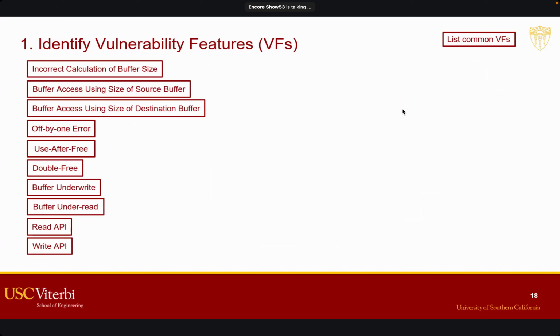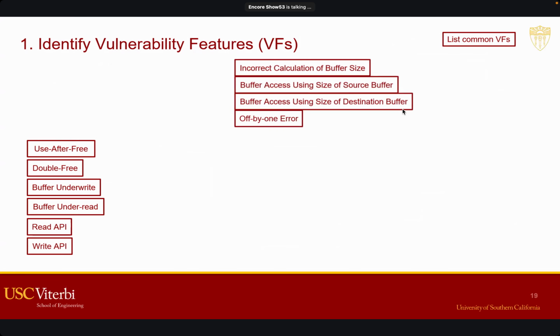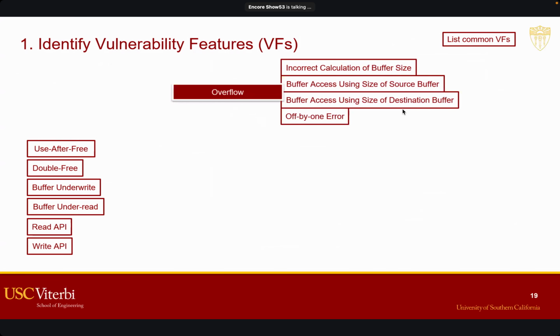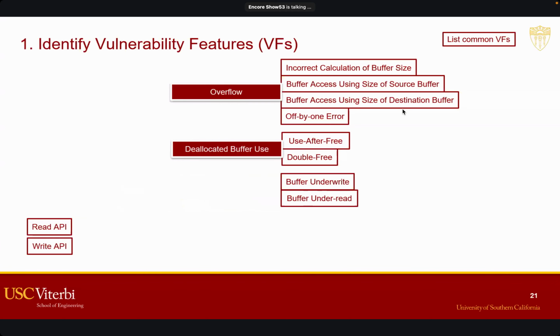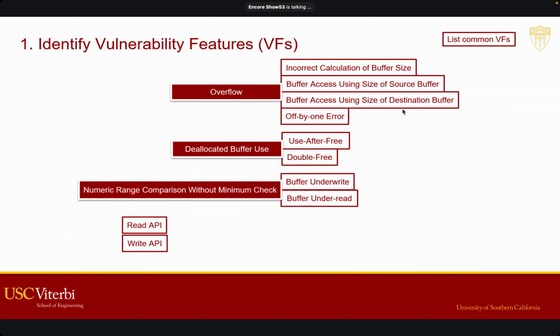And that is because if we could somehow do that, that would mean on top of getting individual insights for the vulnerability features, we'll also be able to get a more aggregated view of the insights as well. So with that in mind, we grouped the first 4 under overflow vulnerabilities, the next 2 under deallocated buffer use, the next 2 under numeric range, and the last 2 under sensitive API.